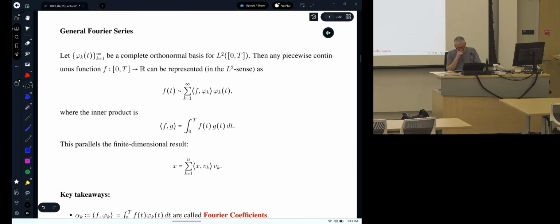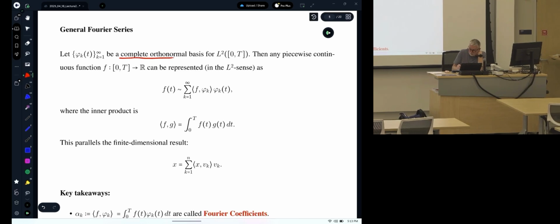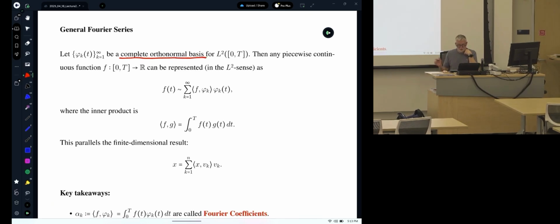Okay. So here's what a general Fourier series is. You take any complete orthonormal basis, then you can write a function on 0 to T as this infinite sum, where this is the inner product of the function with the basis vector times the basis vector. It's exactly this formula on steroids. So we have an infinite number of basis vectors, we add them up.